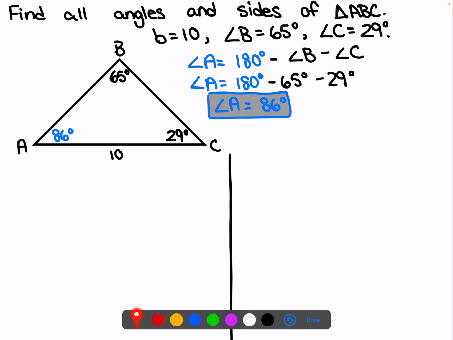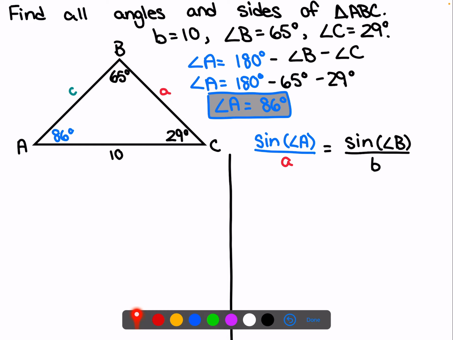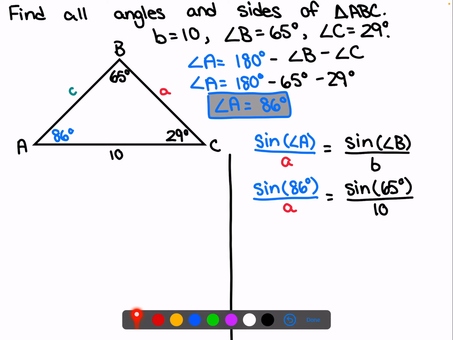I'm going to use that information to solve for side length A, little a, which of course is segment BC. So to solve for little a, I'm going to have sine of angle A over A equals sine of angle B over B. Plugging in the actual values that we have for our angle measures and our single side, we'll be left with sine of 86 over A equals sine of 65 over 10. From here, we can solve for our missing side length.